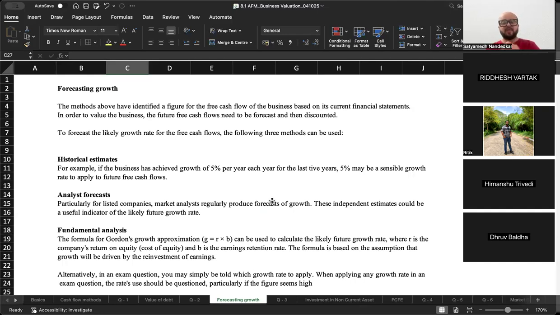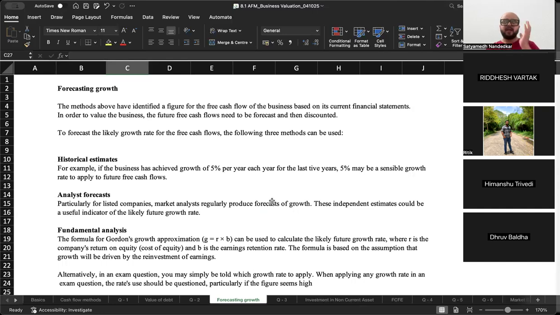So we know that when we are predicting a growth rate of 10% each year or 15% each year, it is based on historical estimates. What has happened in the past is expected to repeat in the future. We also do an analysis of forecast, particularly for listed companies.